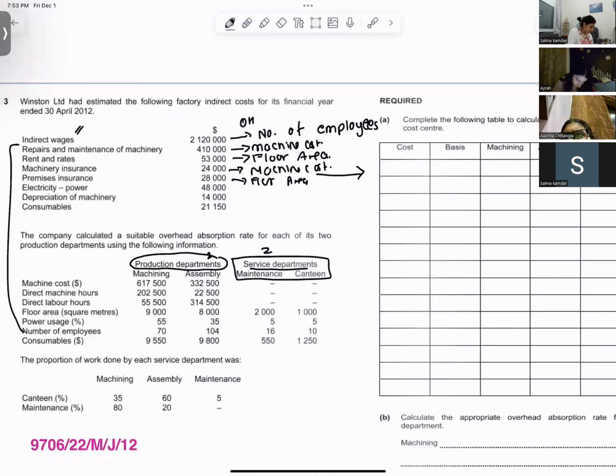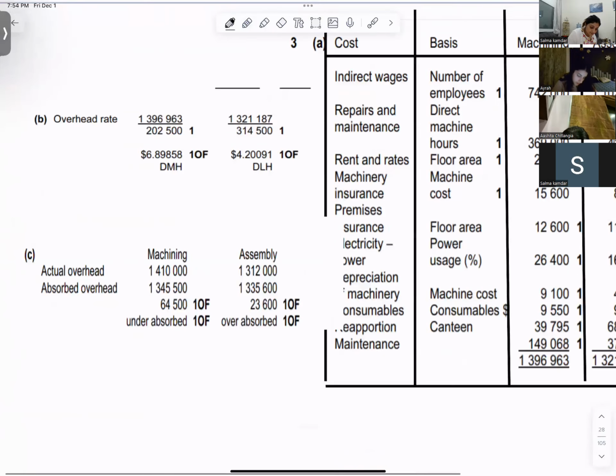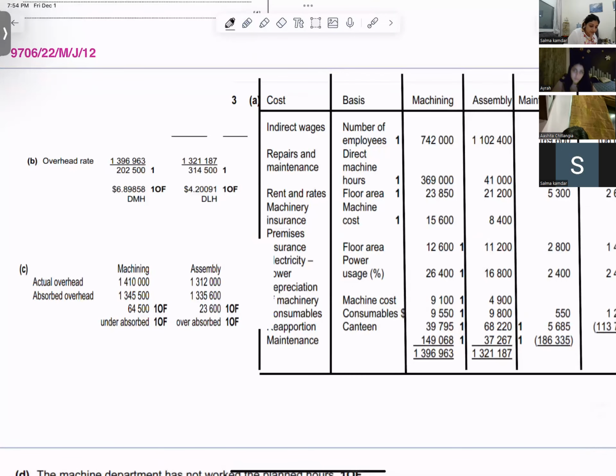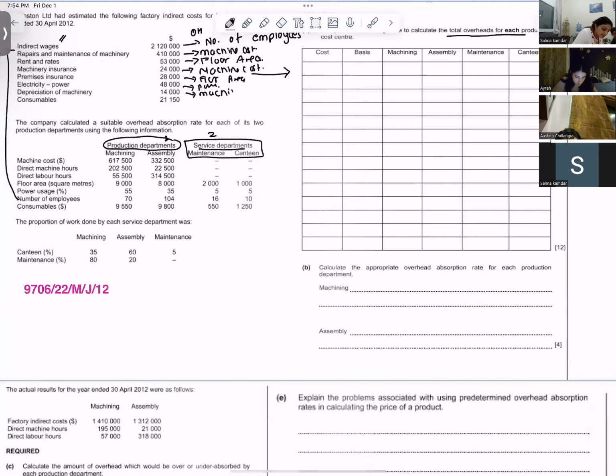Electricity: power usage. Depreciation of machinery: usage of machinery, machine costs. And consumables? Miss, direct machine hours won't be used for depreciation of machinery, because machine costs are used there. The hours you will use to calculate the overhead absorption rate. And consumables, they have given directly.